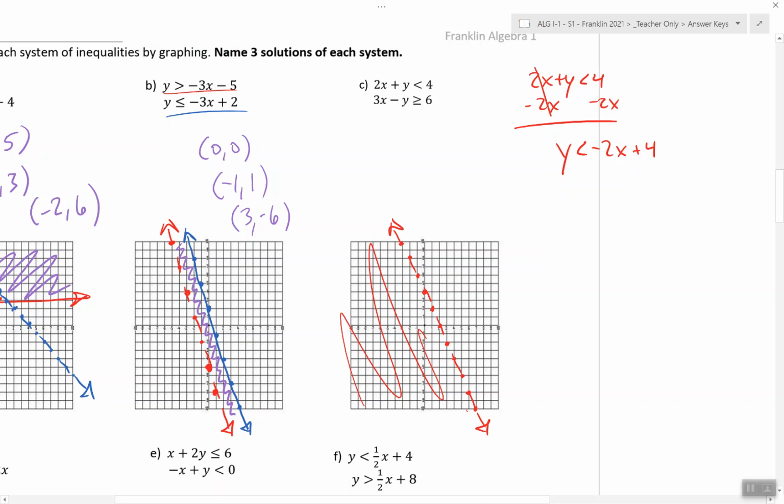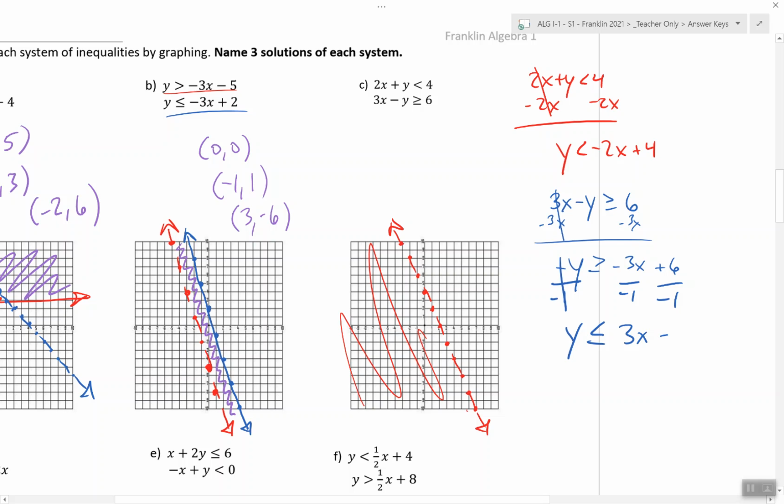Now for the second line, we also have to solve for y: 3x minus y greater than or equal to 6. Okay, so we'll subtract 3x. Negative y is greater than or equal to negative 3x plus 6. Now here we have to divide by negative 1. And remember, whenever you divide an inequality by a negative, you have to flip the symbol. So we end up with y less than or equal to 3x minus 6.